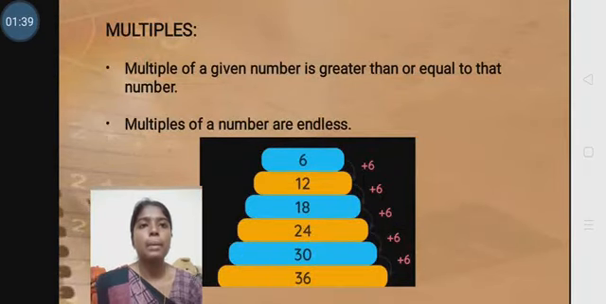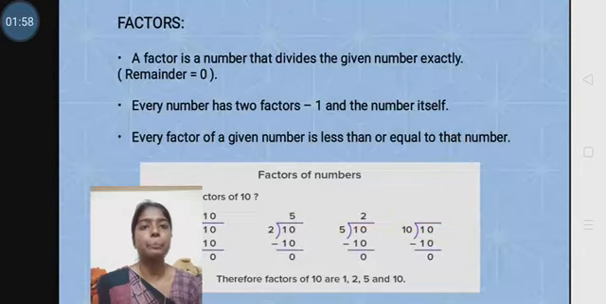Multiples. A multiple of a given number is greater than or equal to that number. If we multiply some number, the answer will be greater than or equal to that number. Multiples of a number are endless. If we keep multiplying a number, it goes on and will not end.